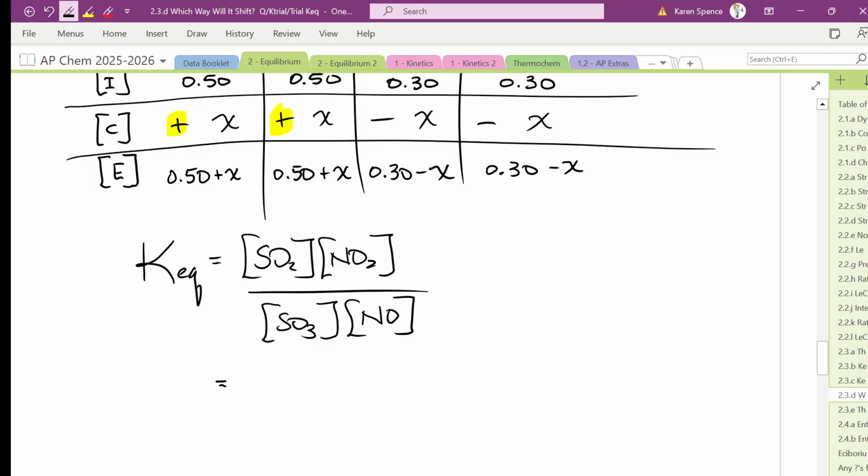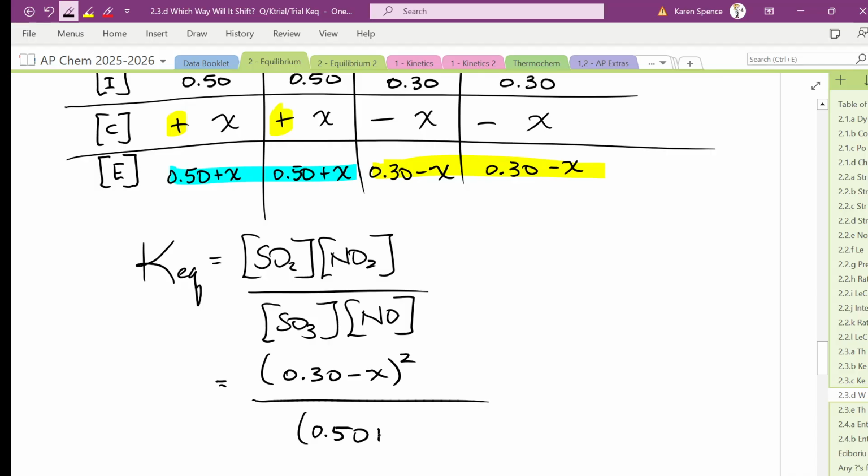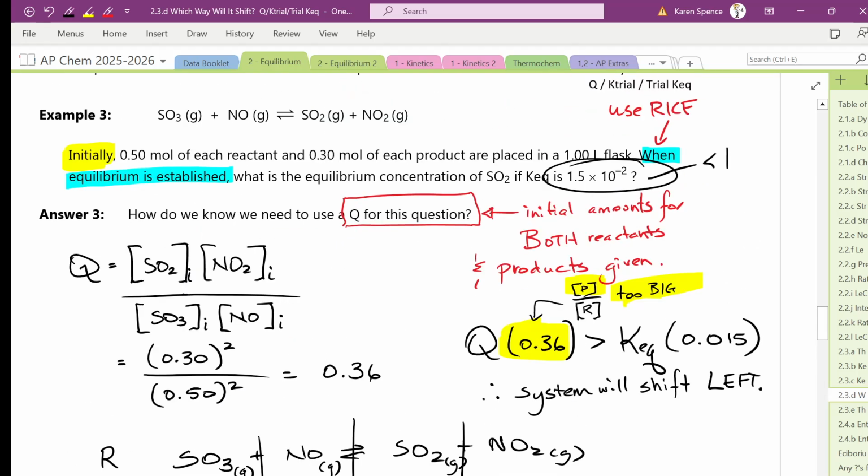And now we go through and we put our products on the top, 0.30 minus x. We've got that twice, so that's going to be squared. And then on the bottom, we've got 0.50 plus x, and we've got that twice, so that's also going to be squared. And hopefully somewhere back in our question, we were given a value for Keq, because if we weren't given a value for Keq, we cannot solve the question. But we were. It is 0.015.